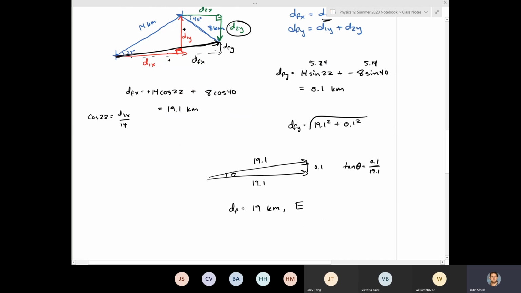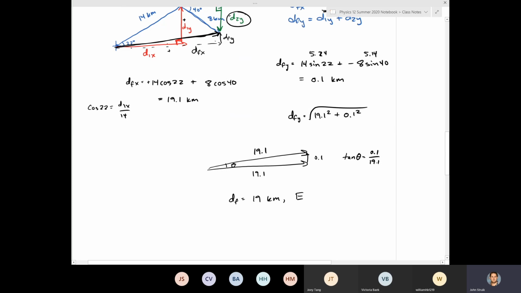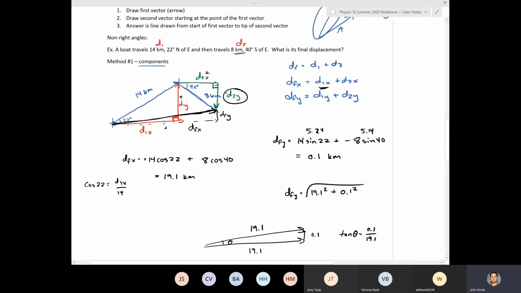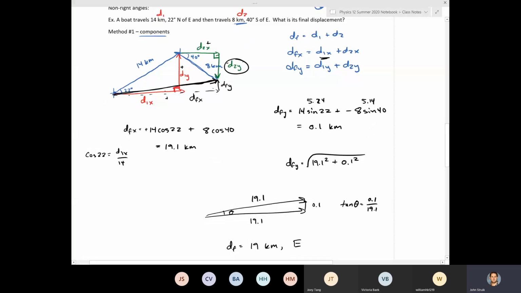Because it's 0.3 degrees, I always round to the nearest degree when I do that. And so I'm rounding to 0 because it's 0.3. So it's just going east, and that's fine. Okay. Does that sort of make sense? Any questions? Feel free to jump in at any time.